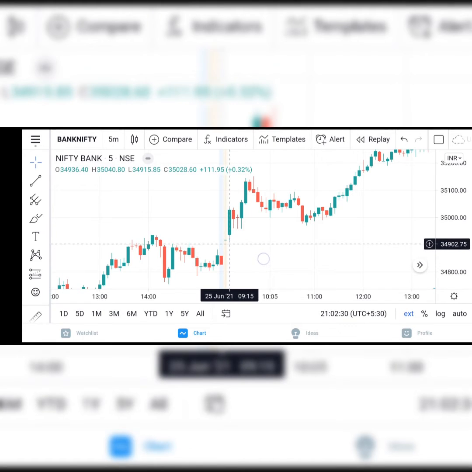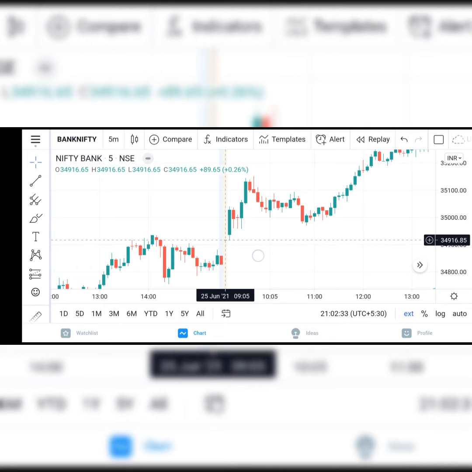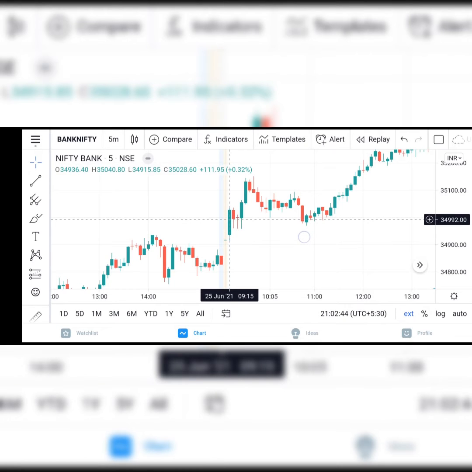Now the first thing: here you can see a big green candle. What does this mean? It means the market was bullish. It is also known as a bullish candle. It signifies that the price has increased over a specific period of time. In this case, as we have selected the 5 minutes time frame, in those 5 minutes the price has increased from its opening price.